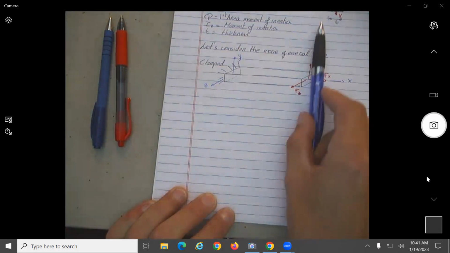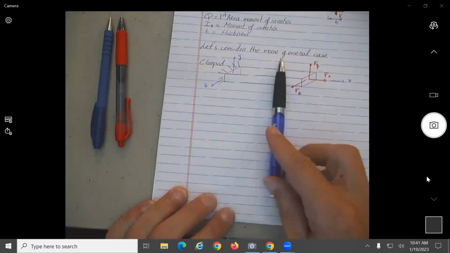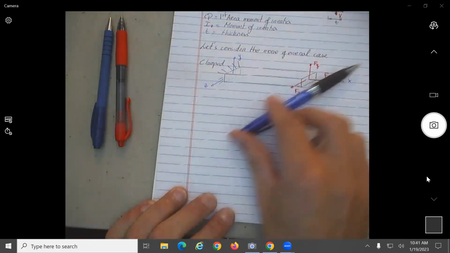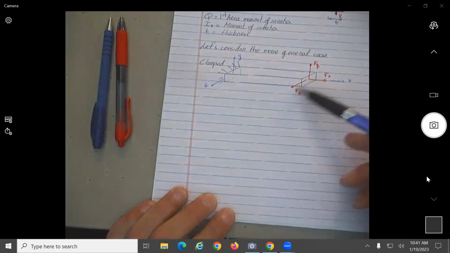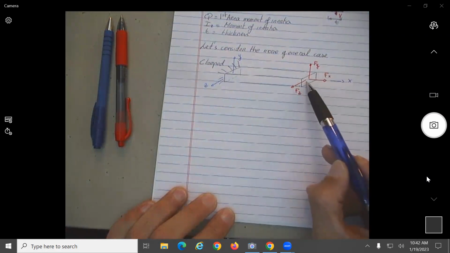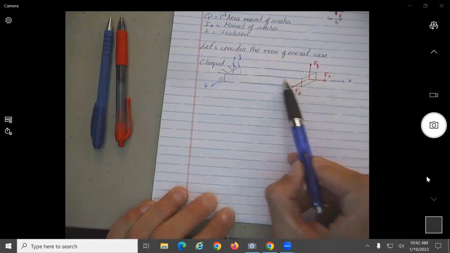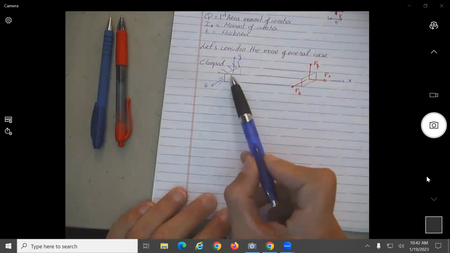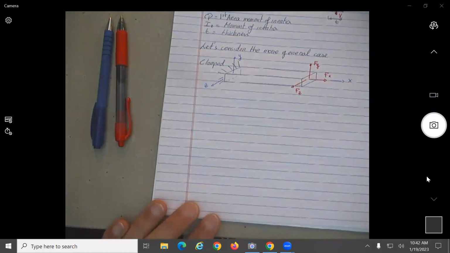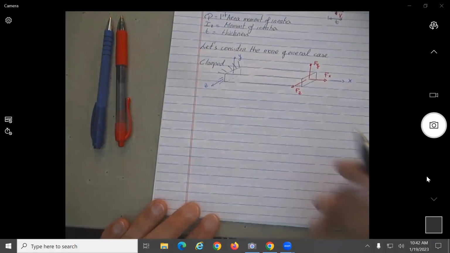So Fy will make it move up and down. This one will make it move what? Back and forth about the y-axis, no? And this will also produce shear, but here we're just talking about the bending stresses, no? But this will also produce a bending moment about the y-axis, no? Okay, so let's say I give you this problem. So what do you need to do?